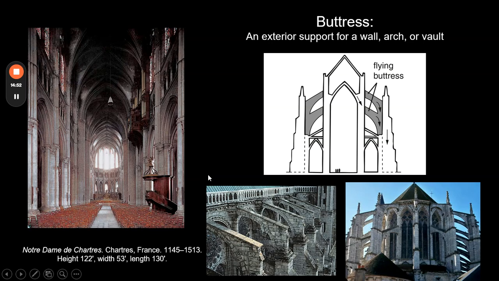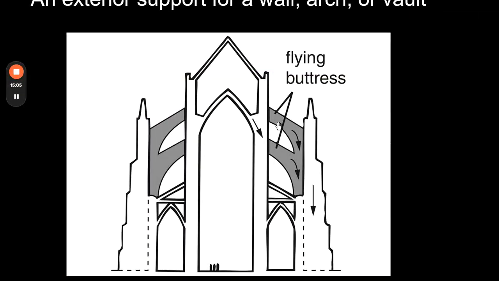So as far as the test is concerned, you just need to know the term buttress. It's an exterior support for a wall. And you can just take a look at it and see exactly what it's doing. It's like an arm reaching out to support the walls.